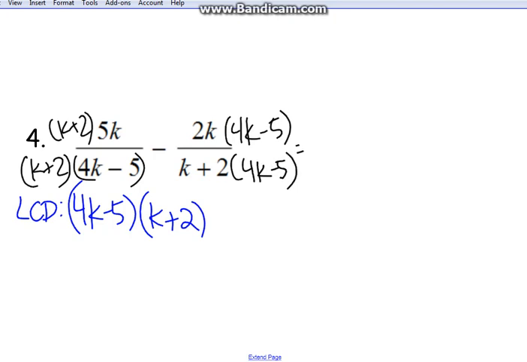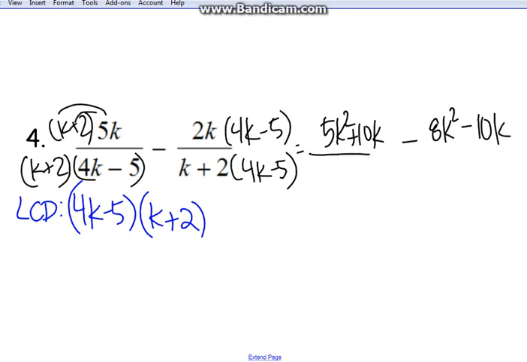I'm going to write this as two fractions for right now. After I distribute the 5k to each, that gives me 5k squared plus 10k. I'm subtracting 8k squared minus 10k. Each of these is over the denominator, 4k minus 5 times k plus 2.